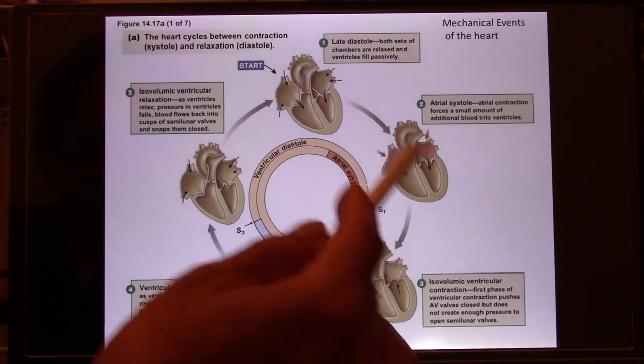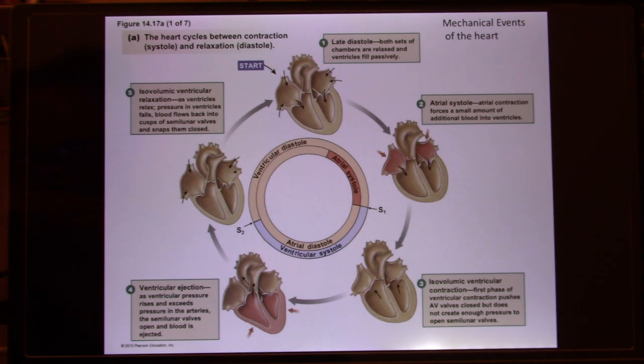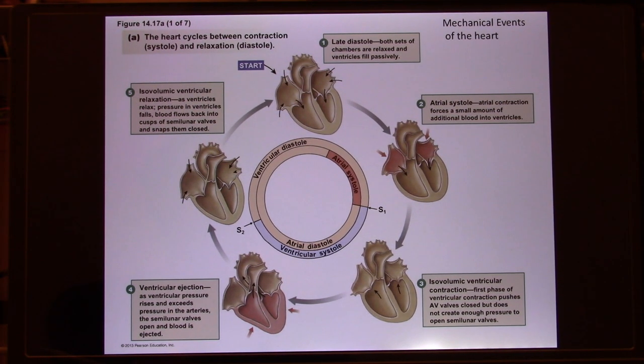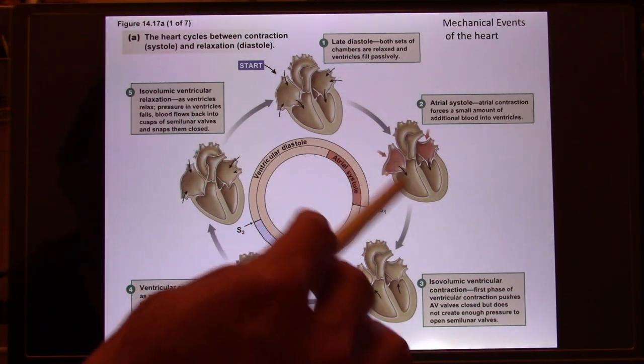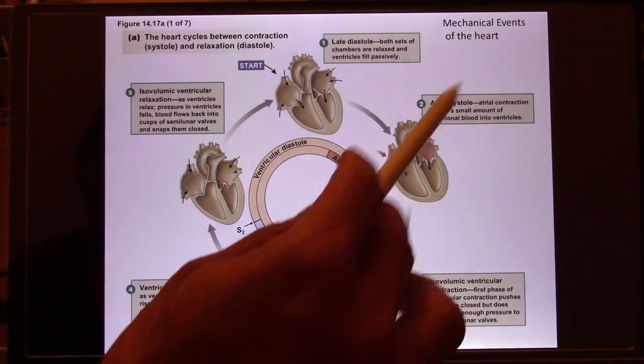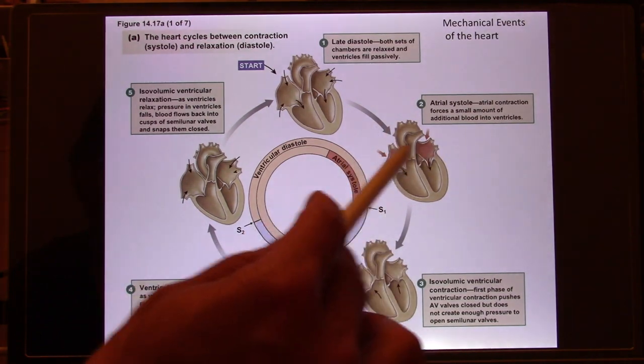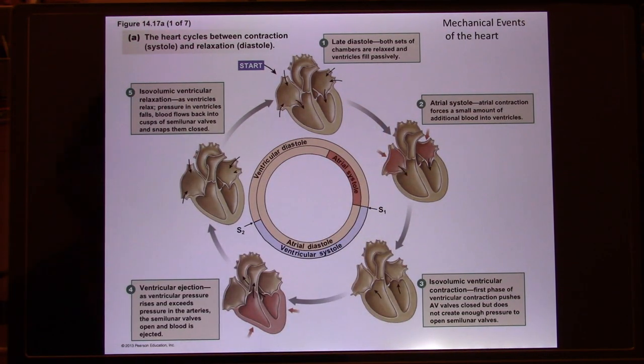When does the atrial contraction start to play a big role? When you exercise. When you start to exercise, you need to squeeze more blood out. And when you squeeze more blood out to the ventricle, you're going to squeeze more blood out to the whole body. The atrial contraction starts to play a bigger role when you start to exercise.